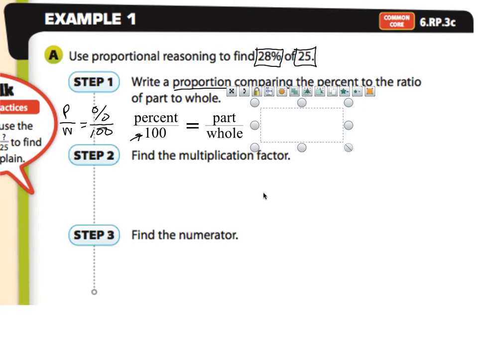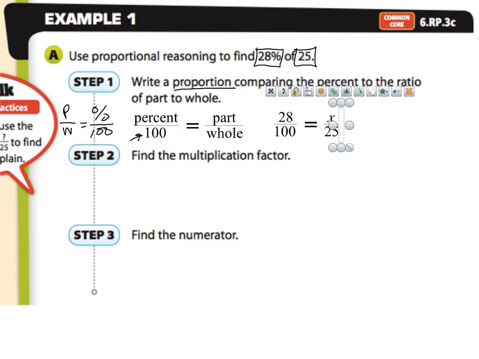So in this case, to fill out my proportion, I would put 28 over 100, because I know 28% is 28 over 100, is equal to X, which is the part, and I know I want 25 whole. So I want to know what is the part if I have a whole group of 25. If I have a whole group of 100, the part is 28, but now my group went down to 25, so what would that part be if I wanted it to stay proportional?